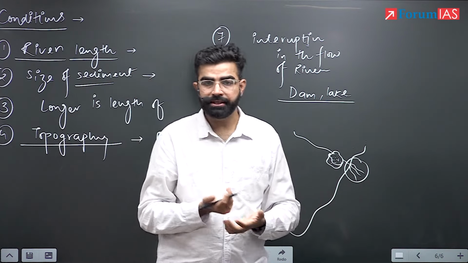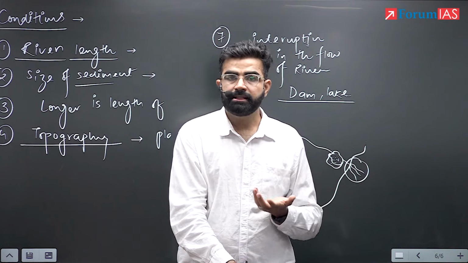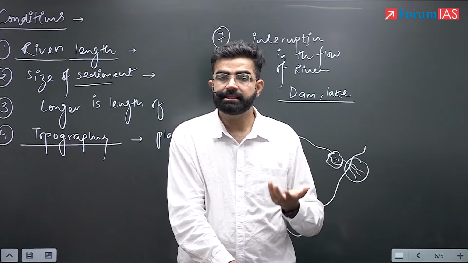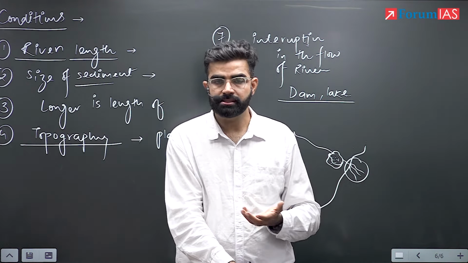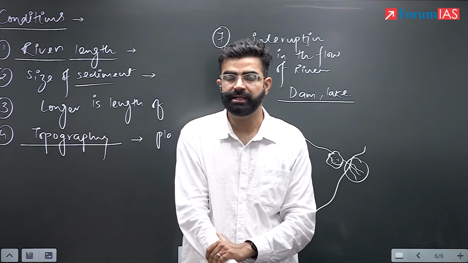There are some more conditions. For example, what is the type of rocks there, what is the type of rainfall patterns there. So these are the various conditions which are required for the formation of delta.